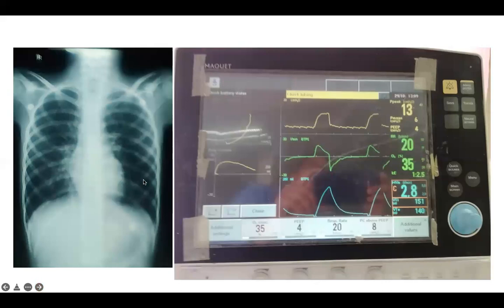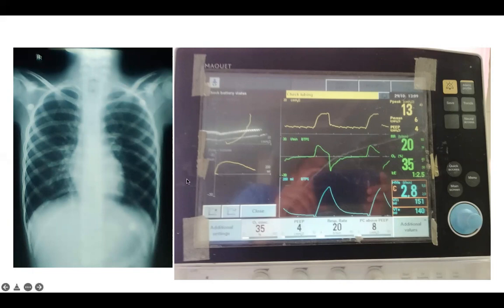You can see the X-ray, it is showing gross hyperinflation. So what really happened here? When you increase the tidal volume, hyperinflation happens. On top of that, you increase the respiratory rate, because of which the expiration became incomplete, leading on to air trapping. So whenever there is hyperinflation, the blood flow to the lung is compromised. When blood flow to the lung is compromised, carbon dioxide cannot diffuse out.